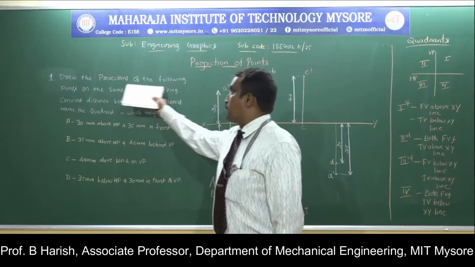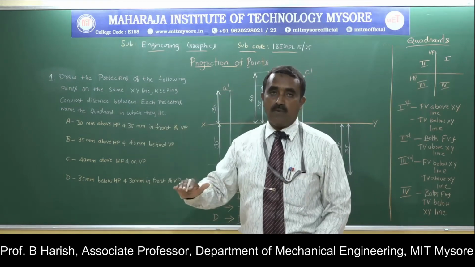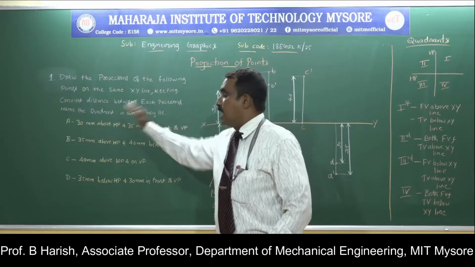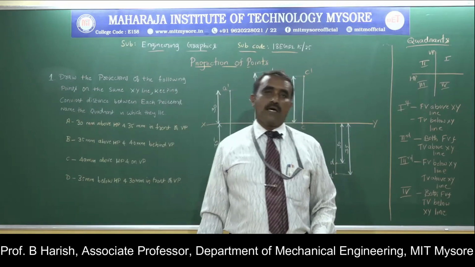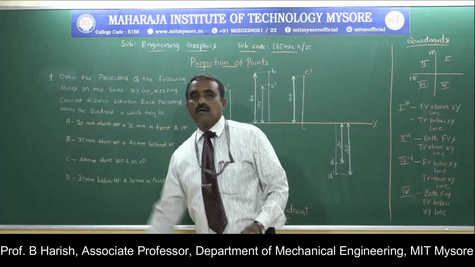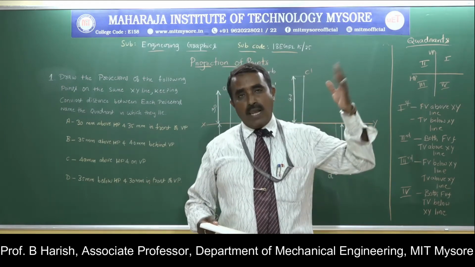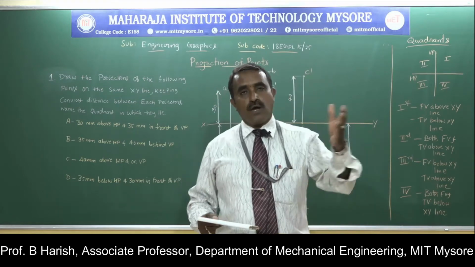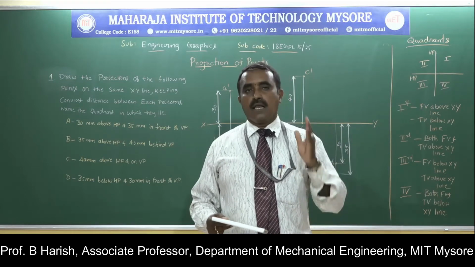So what it says is draw the projections of the points on the same xy line. So xy line will be same, common xy line, keeping convenient distance between each projectors, and name the coordinate. So coming to the first point, point A. One more thing that has to be noted: in the problem, capital letters are always used for representing the point, while drawing the projections it will be a small case letter. For front view it will be dash, for top view it will be just the small case letter.